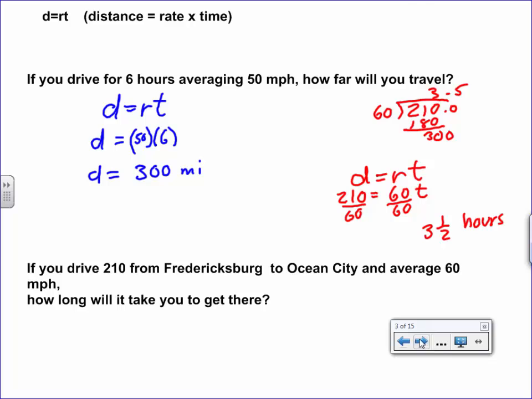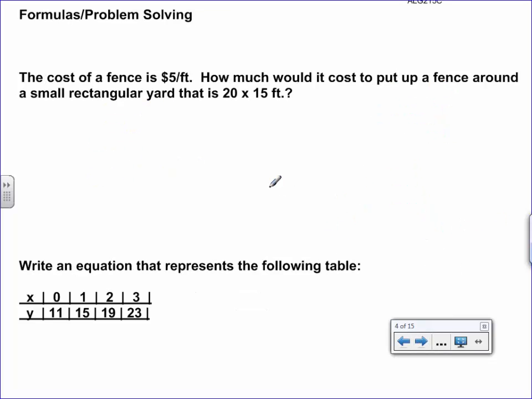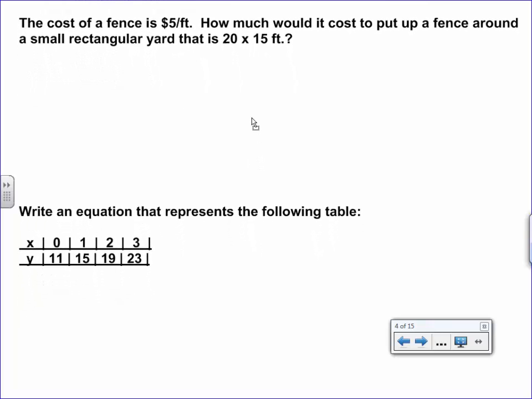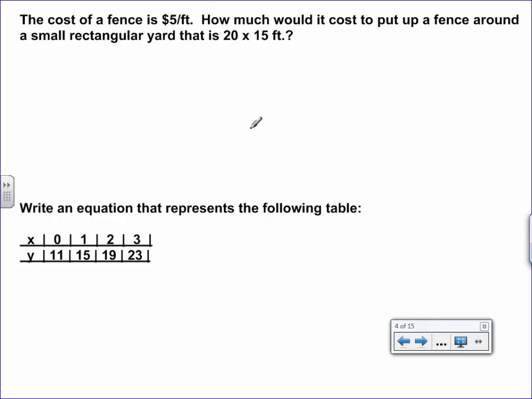Okay, let's try something else now. Here it says the cost of a fence is $5 a foot. How much would it cost to put up a fence around a small rectangular yard that is 20 by 15 feet? Well, it always helps in any kind of application problem to make a sketch. There's our yard, 20 by 15. Of course, if that's 20, this is 20, and if that's 15, this is 15.